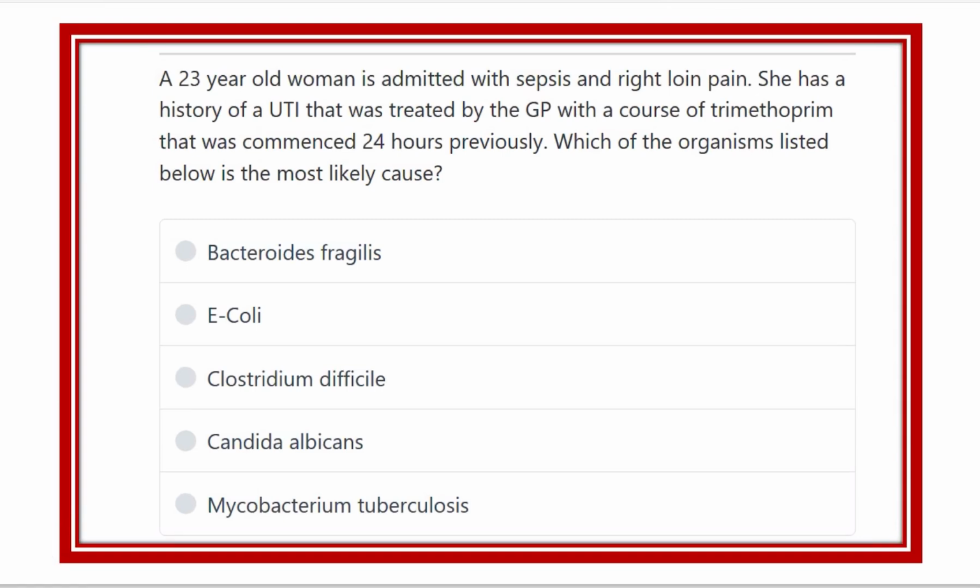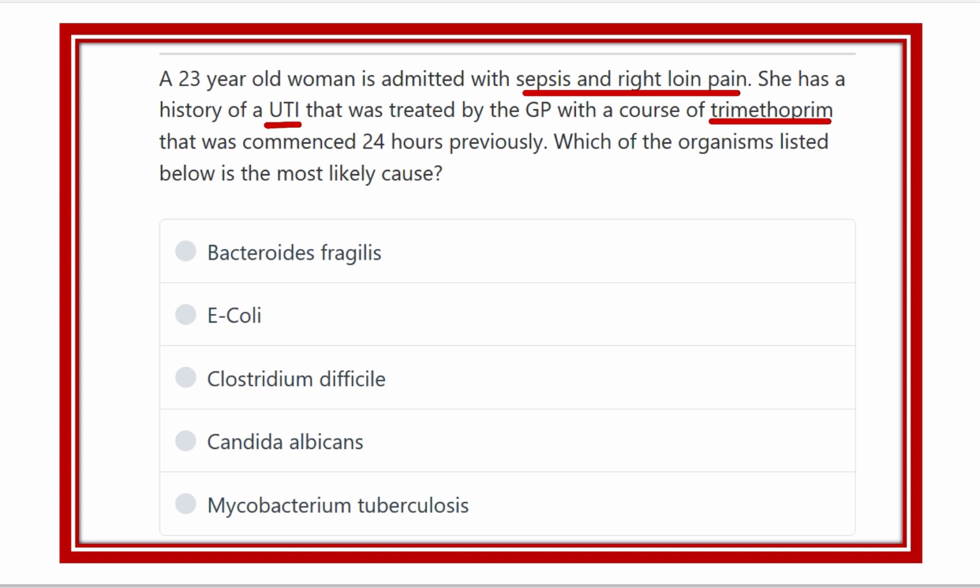A 23-year-old woman admitted with sepsis with right loin pain. She had a history of UTI and was treated by the GP with a course of trimethoprim that was commenced 24 hours previously. Which of the following organisms listed below is most likely for the diagnosis?